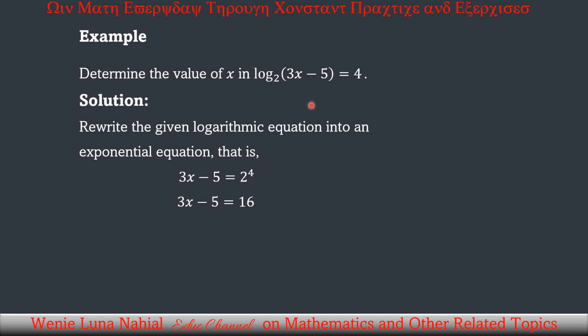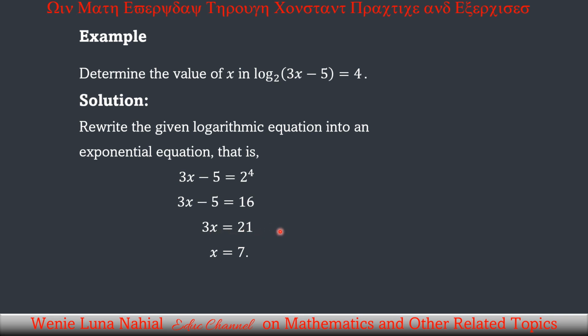That is, this 3x minus 5 is equated to 2 raised to 4. Then, this 2 raised to 4 is equal to 16. Then, by the addition rule, we add 5 to both sides. So, in this equation, 3x minus 5 equals 16, we added 5 to both sides of the equation. So, this negative 5 is eliminated at the left, but we added 5 at the right side. So, 16 plus 5, that is 21.